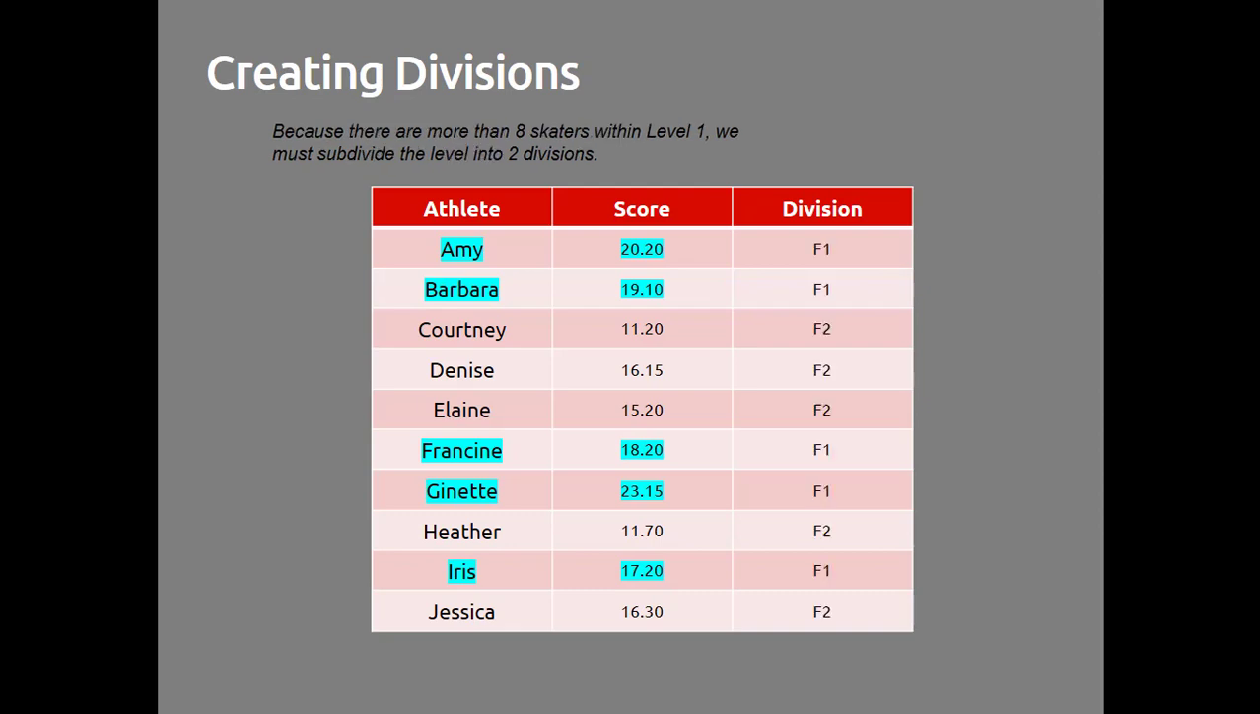In this case, the athletes performing in the top half of the division were Amy, Barbara, Francine, Jeanette, and Iris. They will form Level 1, Division F1. Note that the F designation simply denotes that this is a female division. Courtney, Denise, Elaine, Heather, and Jessica will form Level 1, Division F2.